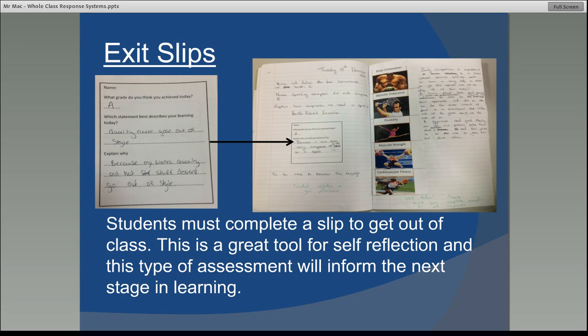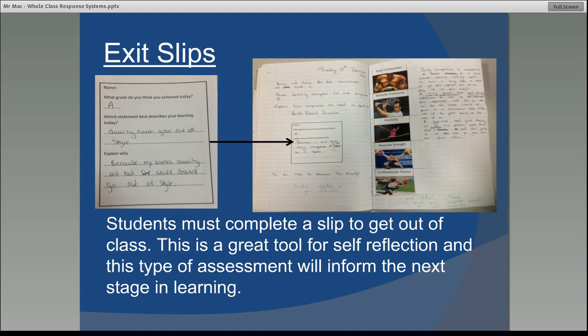Then at the end of the lesson, I give them an exit slip, and they had to write what grade they achieved, write what describes their learning, and explain why they got that as well. Then they stick it in the book, and it really does indicate progress, because you can see the outcomes of the lesson, and you can also see whether the student feels they achieved those outcomes. It's just a real snapshot.